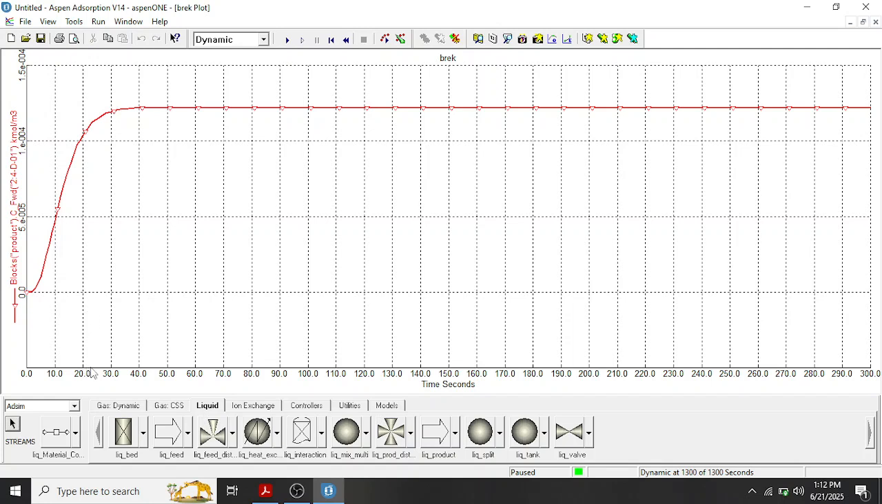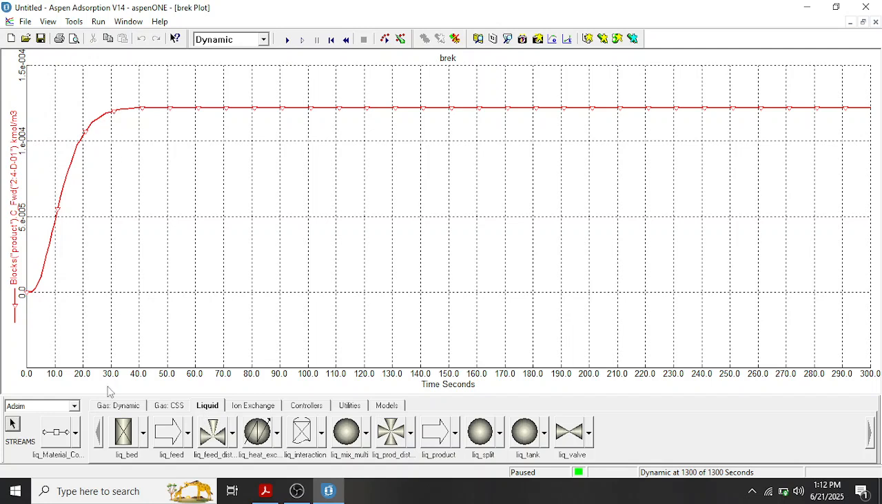So the breakthrough time here you can see is about 28 or 29 seconds. So this is 20 to 30 seconds. So this is the breakthrough curve for this experiment. The breakthrough time is about 25 or 26. It is between 20 and 30 seconds, the breakthrough time. So the outlet concentration reached 95% of the inlet concentration at the breakthrough time.